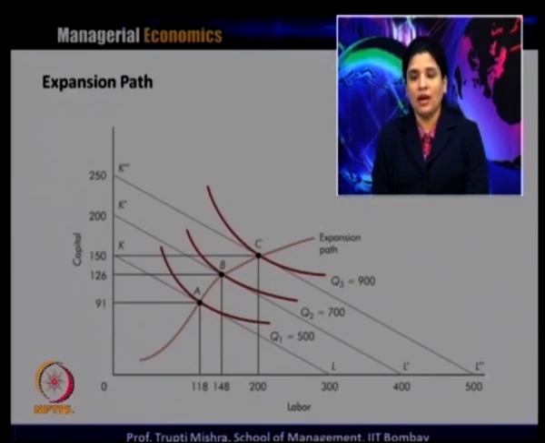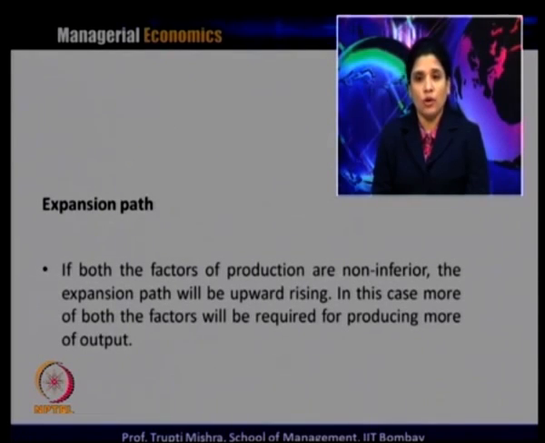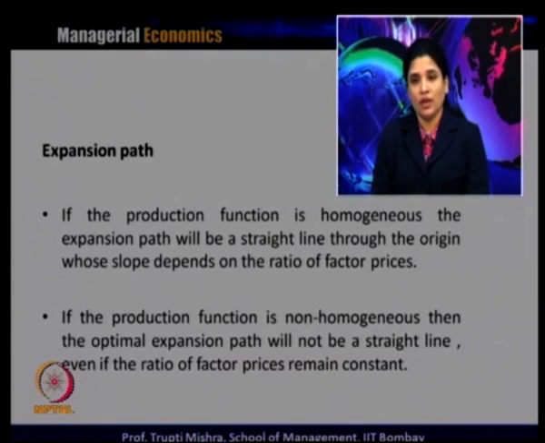So, this expansion path takes its shape on the basis of the relationship between both the inputs, labor and capital, how both the inputs are related to each other, whether they are substitutes, whether they are complementary, or whether they are perfect substitutes to each other. And if both the inputs are non-inferior, the expansion path will be upward rising. In this case, more of both the factors will be required for producing more output, but if the production function is homogeneous, the expansion path will be a straight line through the origin whose slope depends on the ratio of the factor price.